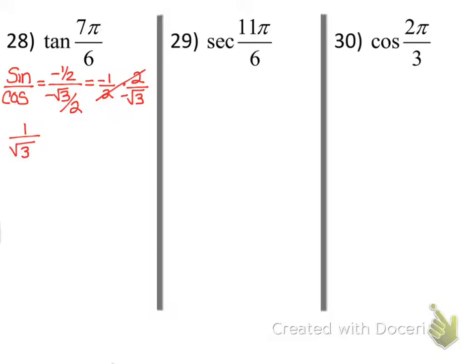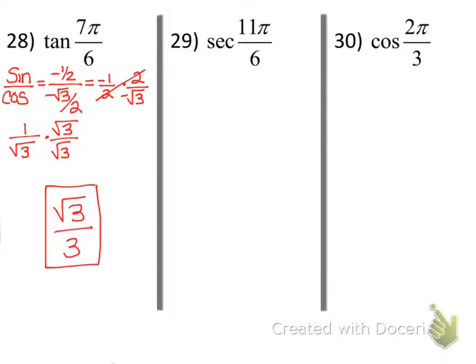Well, we also know that we have to rationalize, so my next step is to multiply both by the square root of 3, which gives me a final answer of root 3 over 3. Now, on this page, I'm showing you a couple of the more involved problems. The first couple really just involve you looking at the unit circle and then simplifying, but with tangent and some of these inverse functions, we need to actually do a little bit more work.